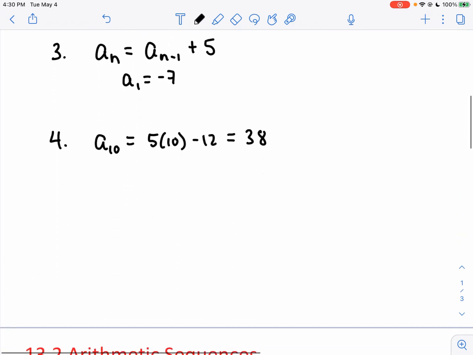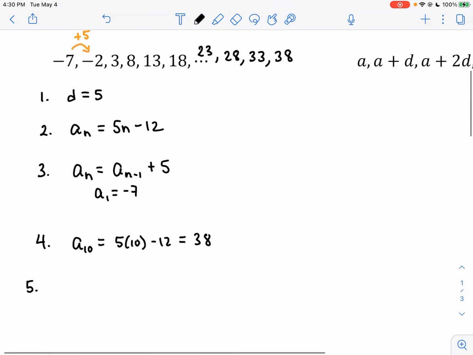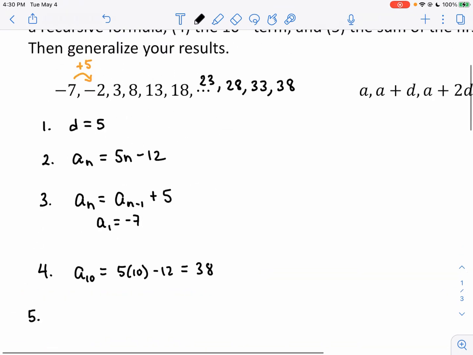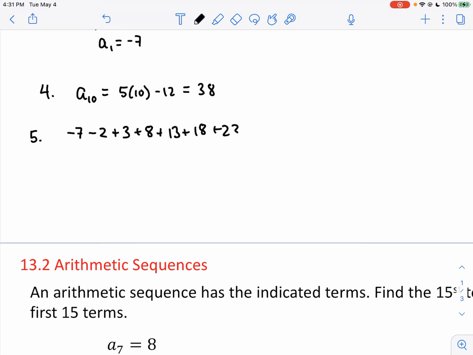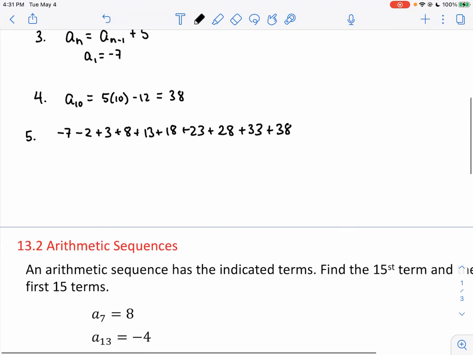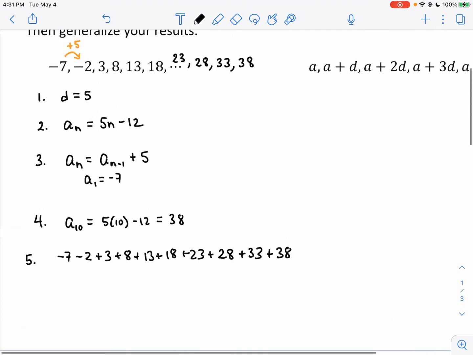Okay, this is where it gets a little bit interesting. So for part 5 here, what I'm going to do is take this arithmetic sequence and add them together. So we have negative 7, minus 2, plus 3, plus 8, plus 13, plus 18, plus 23, plus 28, plus 33, and then finally plus 38. Here are the 10 terms that we are trying to add together. Two of them are negative and the rest are all positive.